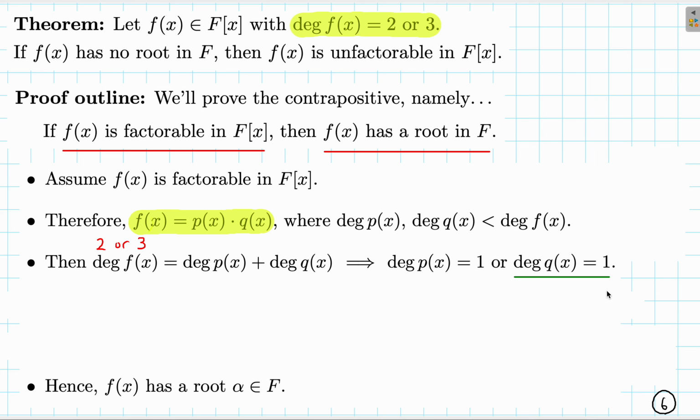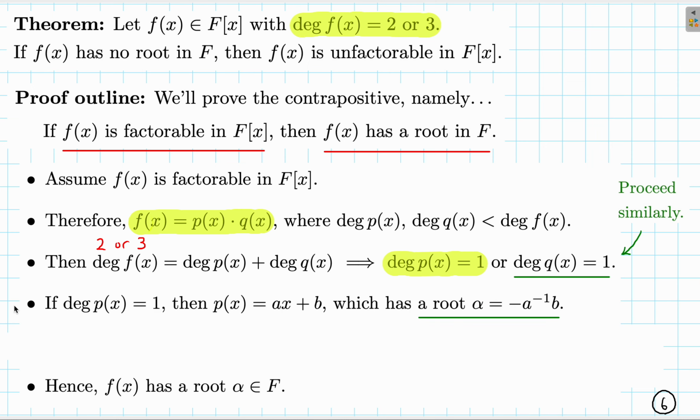So we're going to assume that it's the degree of p of x that's equal to 1. And the other case, if the degree of q of x is equal to 1, well, we can proceed similarly. So let's just assume, going ahead, that it's p of x whose degree is 1. And because p of x has degree 1, it is a linear polynomial of the form ax plus b, where the coefficient a is not equal to 0.